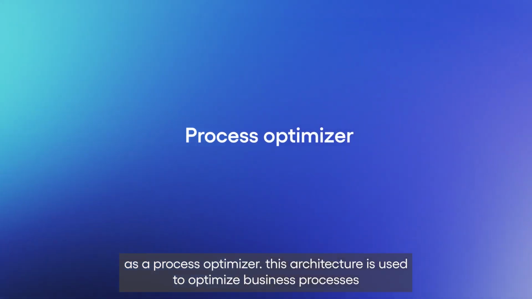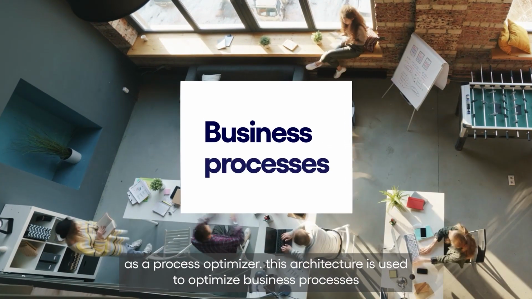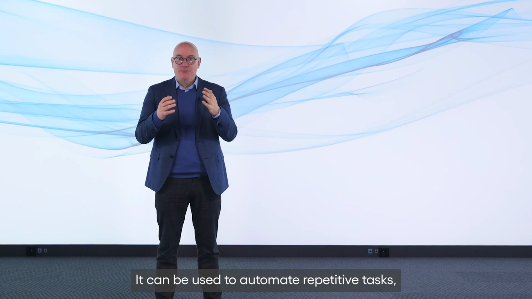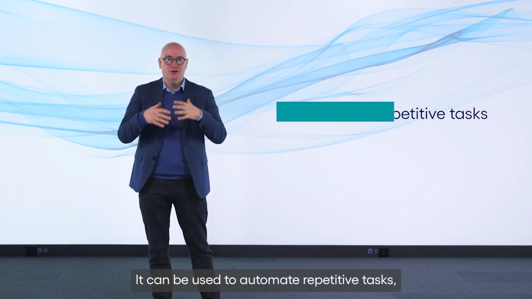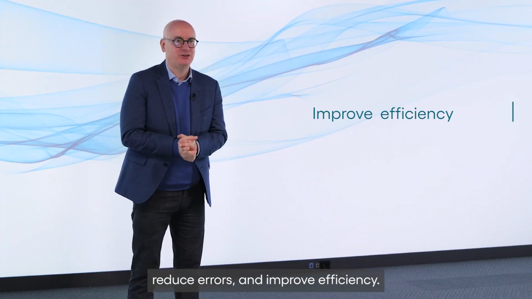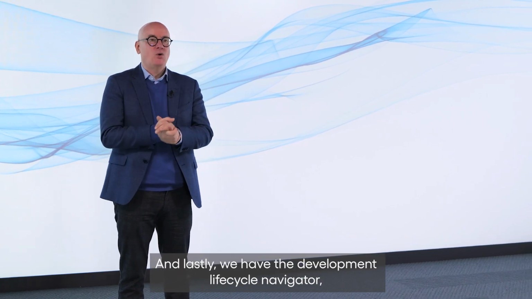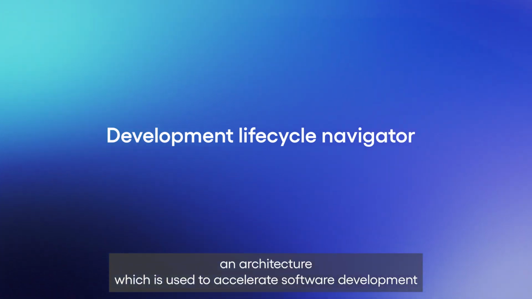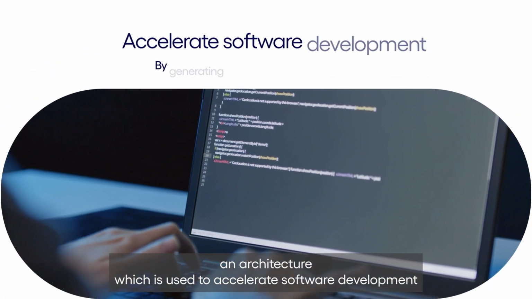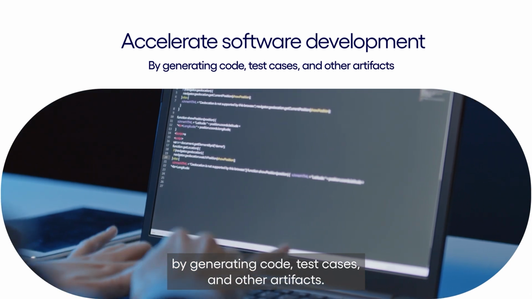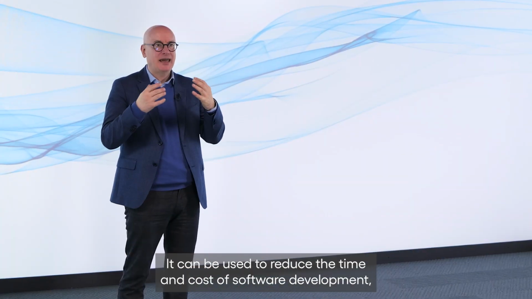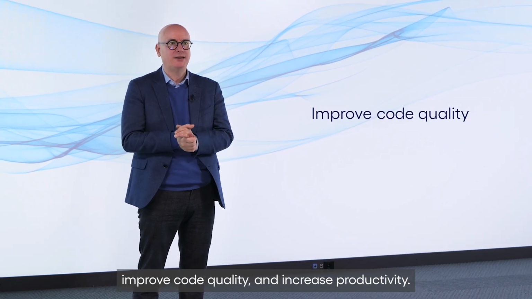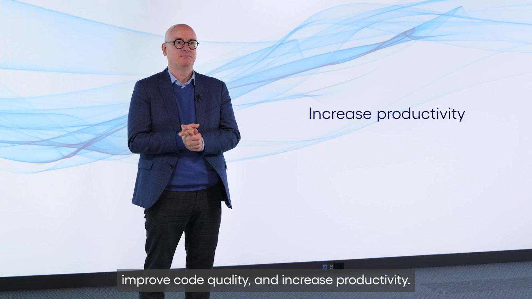The third is where GenAI acts as a process optimizer. This architecture is used to optimize business processes by generating recommendations for process improvements. It can be used to automate repetitive tasks, reduce errors, and improve efficiency. And lastly, we have the Development Lifecycle Navigator, an architecture which is used to accelerate software development by generating code, test cases, and other artifacts. It can be used to reduce the time and cost of software development, improve code quality, and increase productivity.